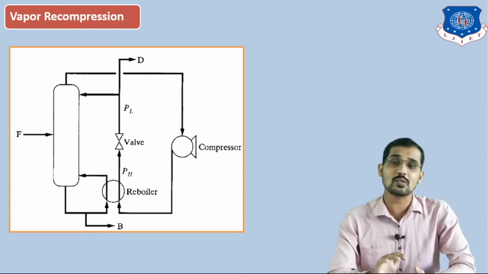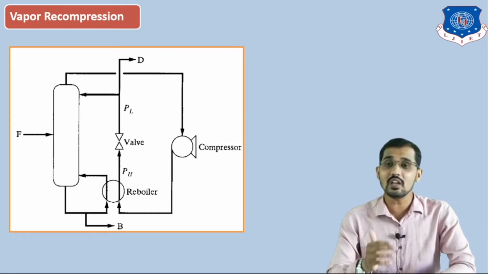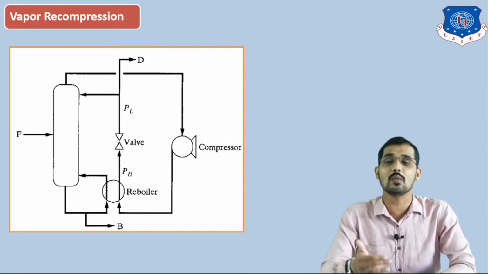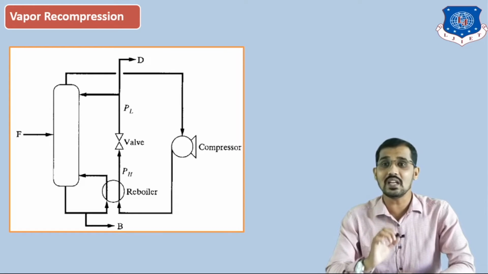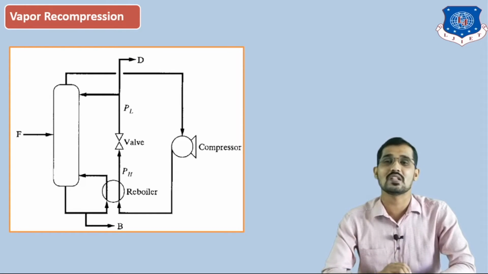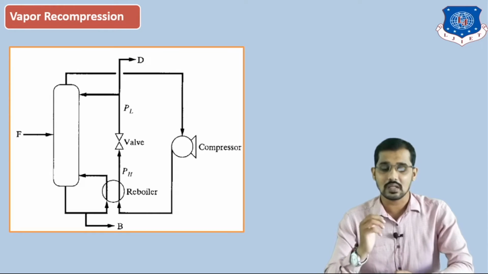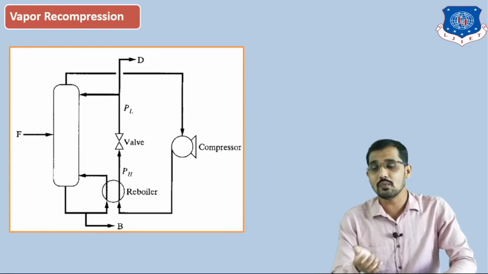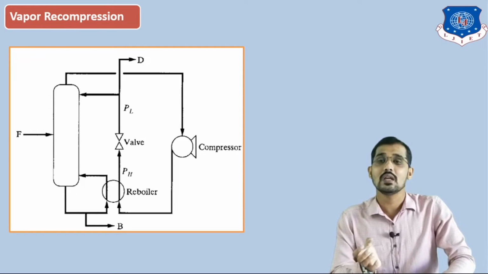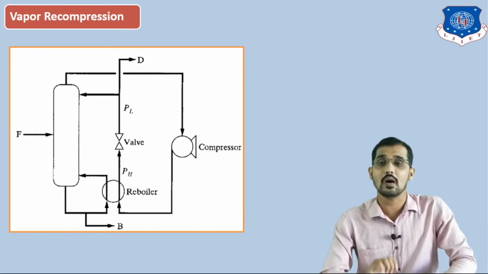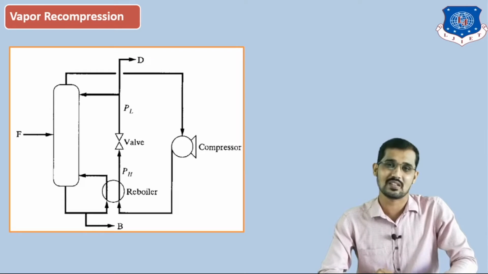Where it is compressed to high pressure, which means we are increasing the temperature of the vapors, and we use those vapors as the heating source in the bottom section of the distillation column. In other words, we can use the vapors generated from the distillation column as the heating source in the bottom section of the distillation column after compressing in the compressor.